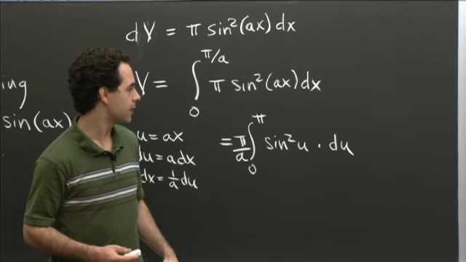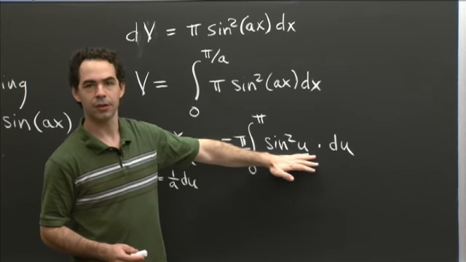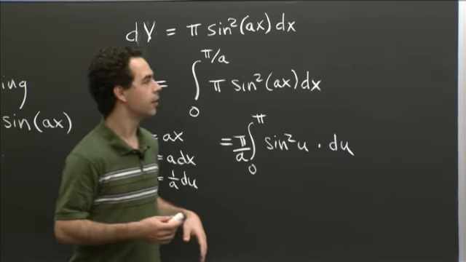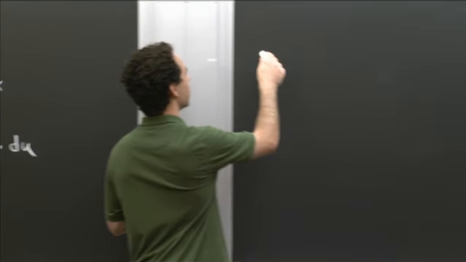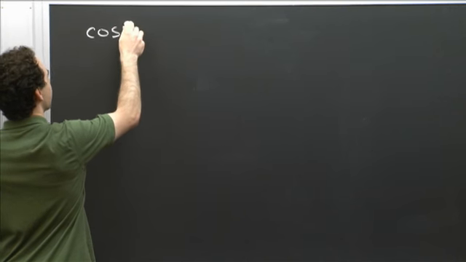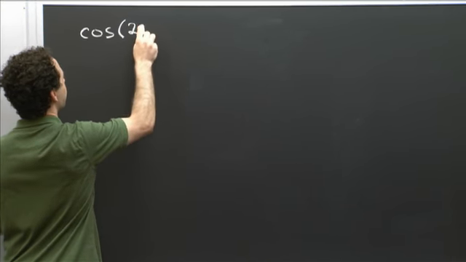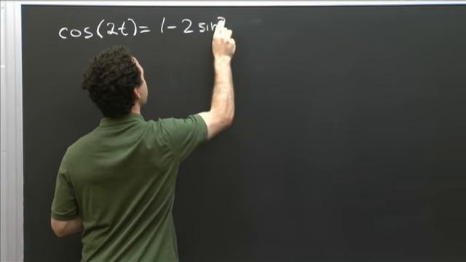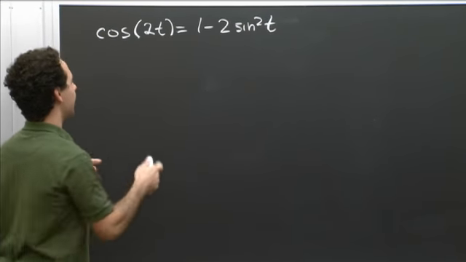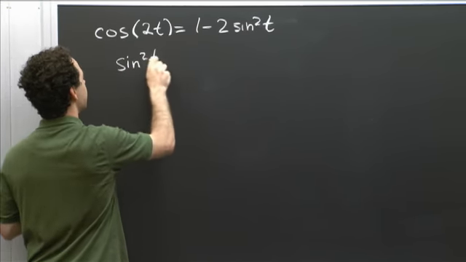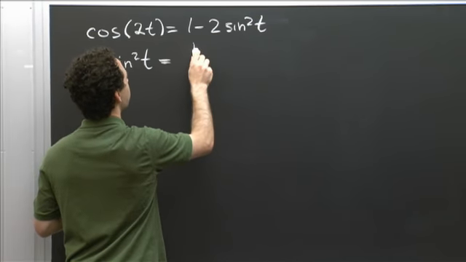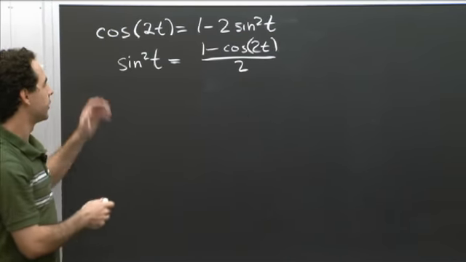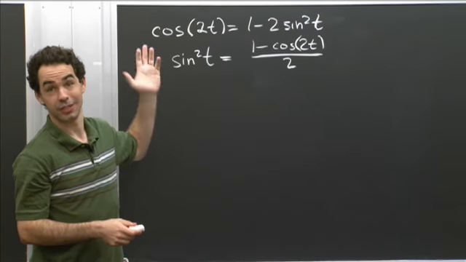So the identity in particular that we want to use is we want to replace sine squared u with something like a cosine of 2u somehow. So in order to do that, we need to remember the appropriate identity. One of the double angle identities is cosine of 2t equals 1 minus 2 sine squared t, which we can rewrite as the half angle identity sine squared t equals 1 minus cosine 2t over 2. So this is true for any value t.